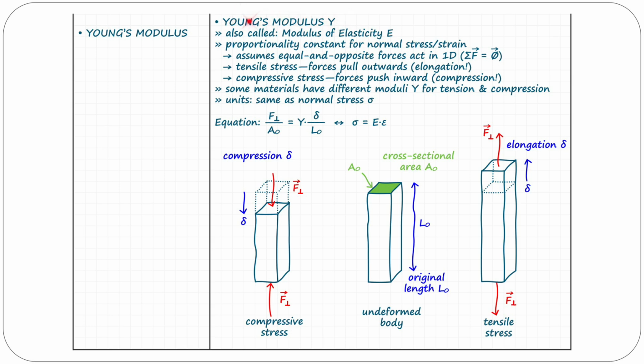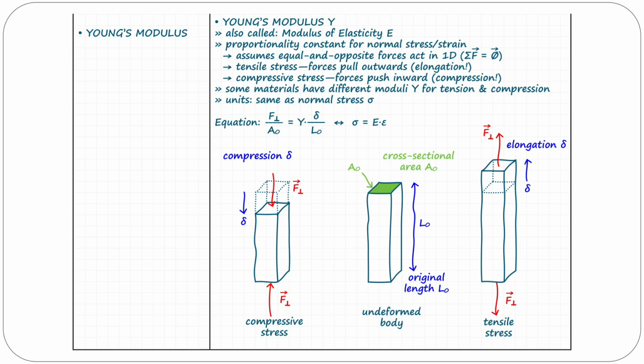Young's modulus is the proportionality constant for normal stress and strain. You may also see in your engineering classes this as the modulus of elasticity, capital E. This assumes that you have a rigid member, a rod or a beam, that generally is quite a bit longer than the dimensions of the cross-sectional area.